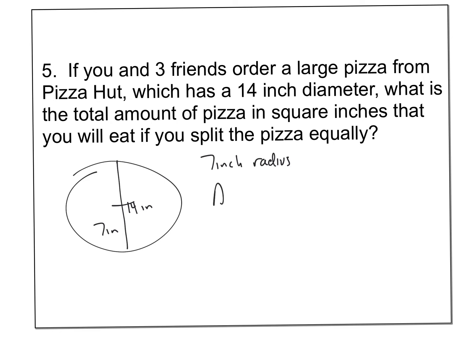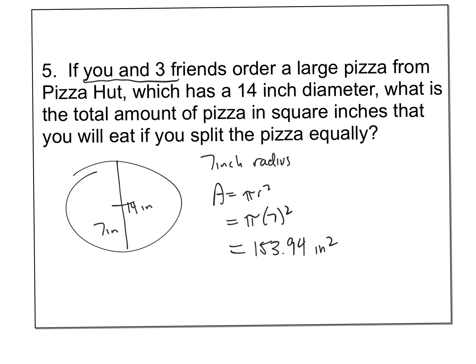So now the area will just be pi r squared. So it'll just be pi times 7 squared. When I do that, I just multiply it all together, a little calculator mashing. I end up with 153.94 inches squared. But now you're not done.